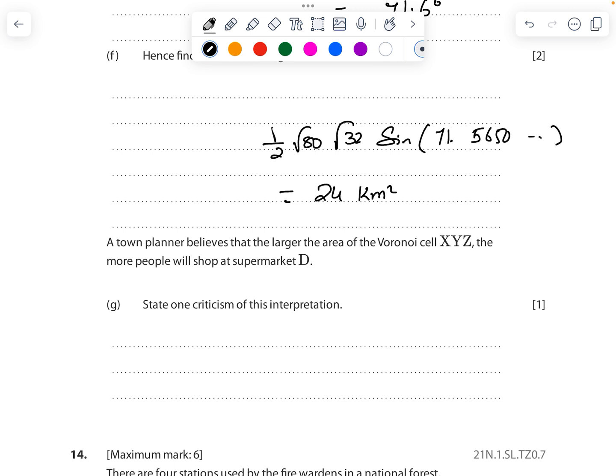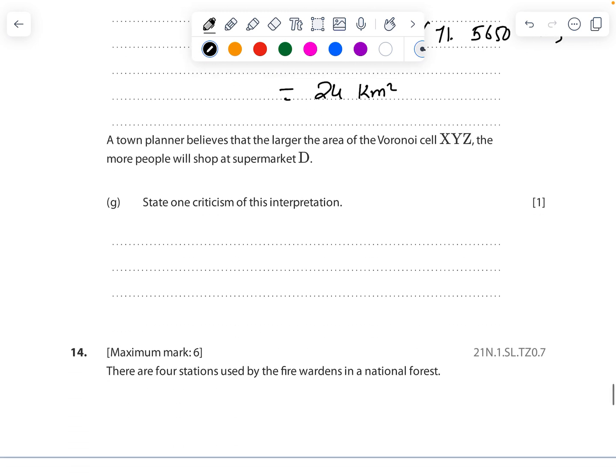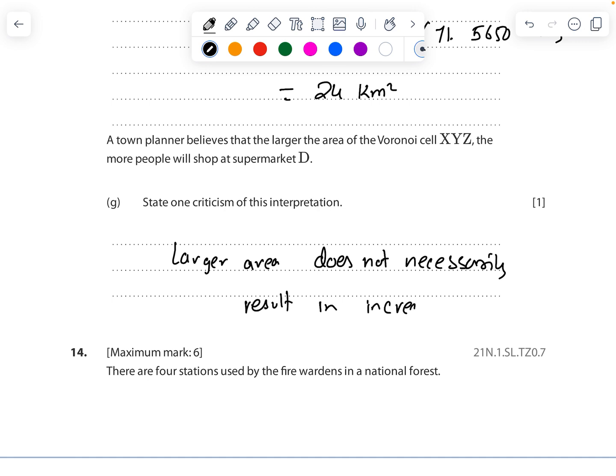A town planner believes that the larger the area of the Voronoi cell, the more people will come to the supermarket. State one criticism. So what does it mean? A larger area does not necessarily result in an increase in population.